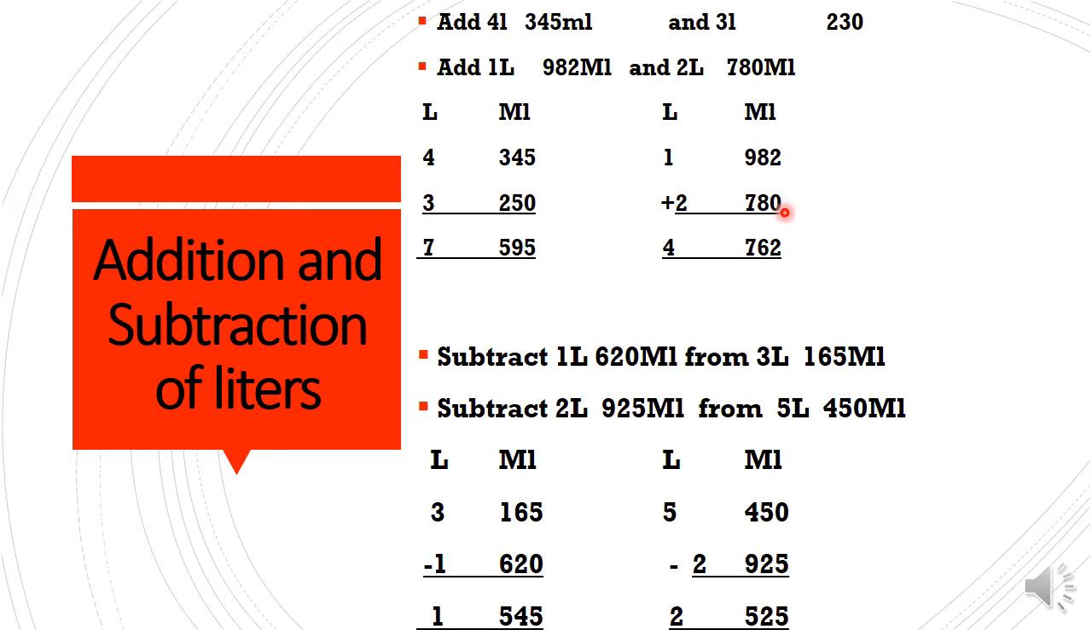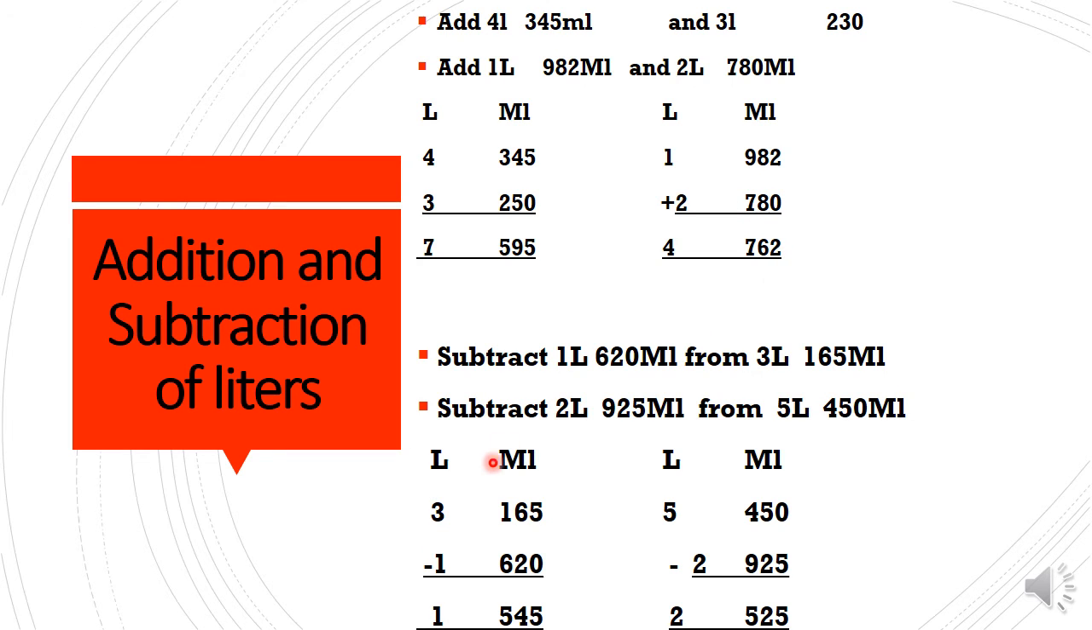We have 2 plus 0, 2. 8 plus 8 gives us 16. We write 6 and we carry 1 on 9. 1 plus 9 is 10. 10 plus 7 is 17. We write 7 and take 1 to the liters. 1 plus 1, the one we carried here, is 2, and 2 plus 2 is 4. So here we have 4 liters, 762 milliliters.